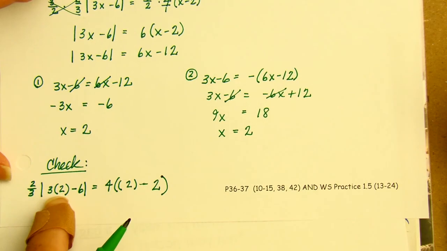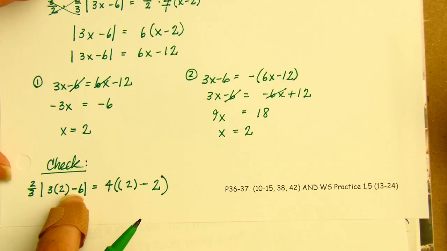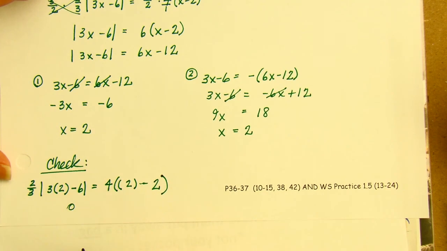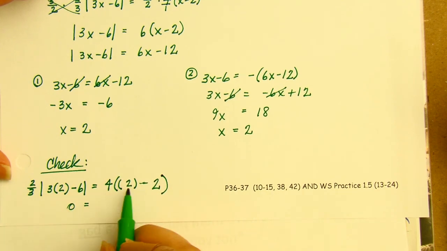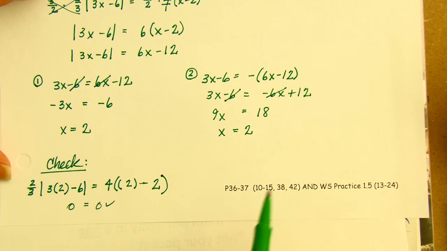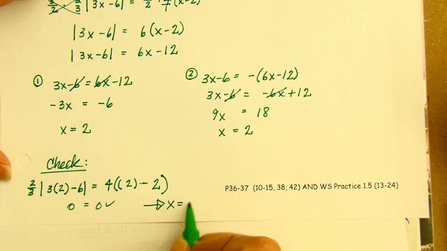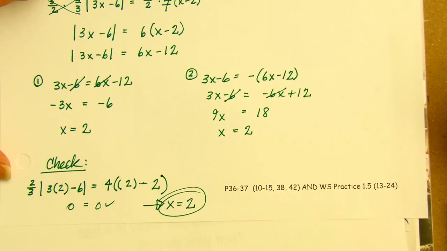Look here. 3 times 2 is 6, minus 6 is 0. Absolute value of 0 is 0 times this fraction is still 0. 2 subtract 2 inside the grouping is 0 times 4 is 0. It works. And so I now can conclude that my answer for this absolute value equation is x is 2.